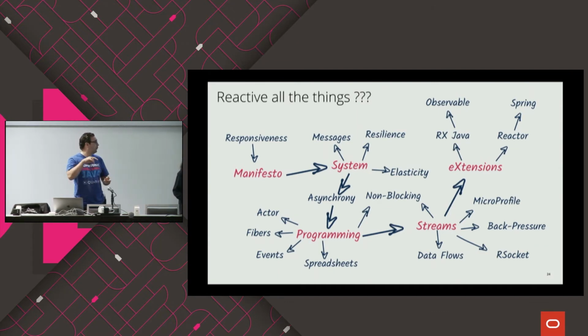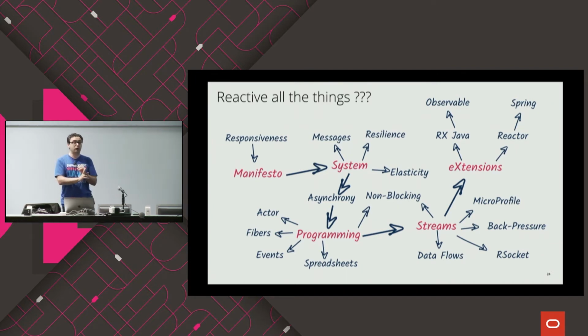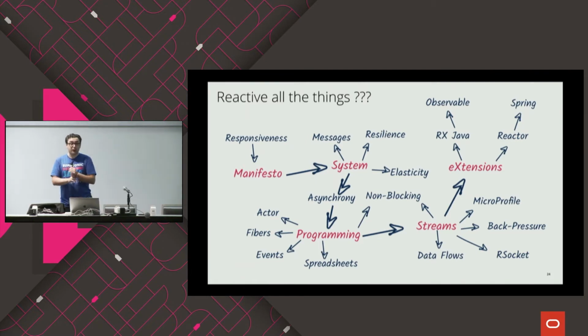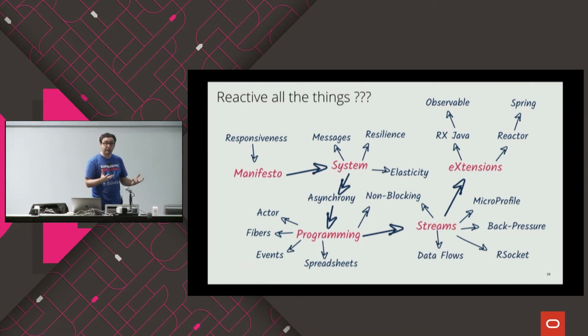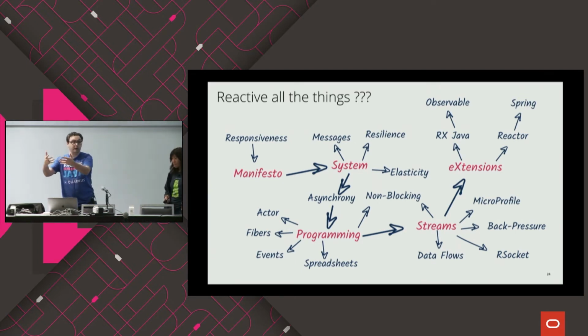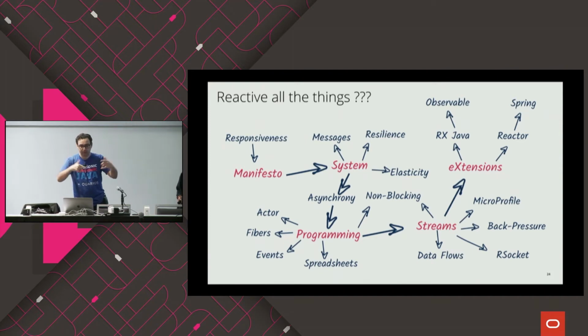You can use actors, fibers, events with callbacks, even spreadsheets. Who is using spreadsheets here? Microsoft Excel or whatever? Not that many. We don't have managers in the room? Okay, well, actually, spreadsheets are a way to do reactive programming because when you update a cell and you have a formula, the formula is updated automatically. So there is some kind of reactive there.